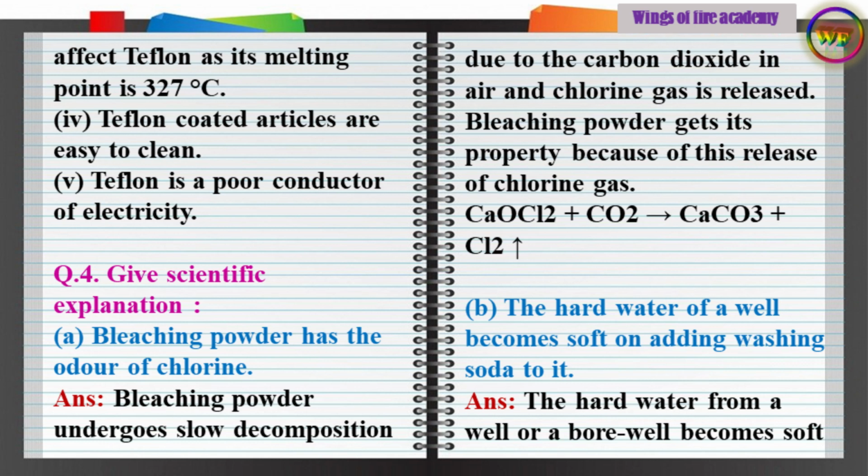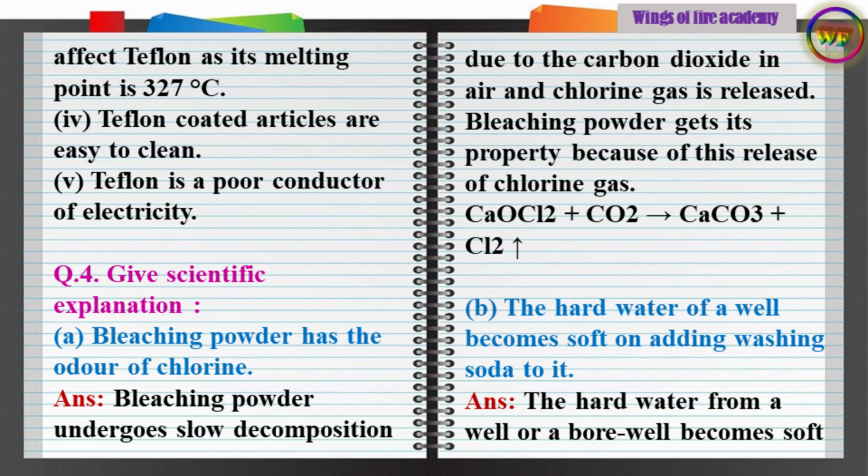Question 4. Give scientific explanation. A. Bleaching powder has the odor of chlorine. Answer. Bleaching powder undergoes slow decomposition due to the carbon dioxide in air and chlorine gas is released. Bleaching powder gets its property because of this release of chlorine gas. CaOCl2 plus CO2 gives CaCO3 plus Cl2.